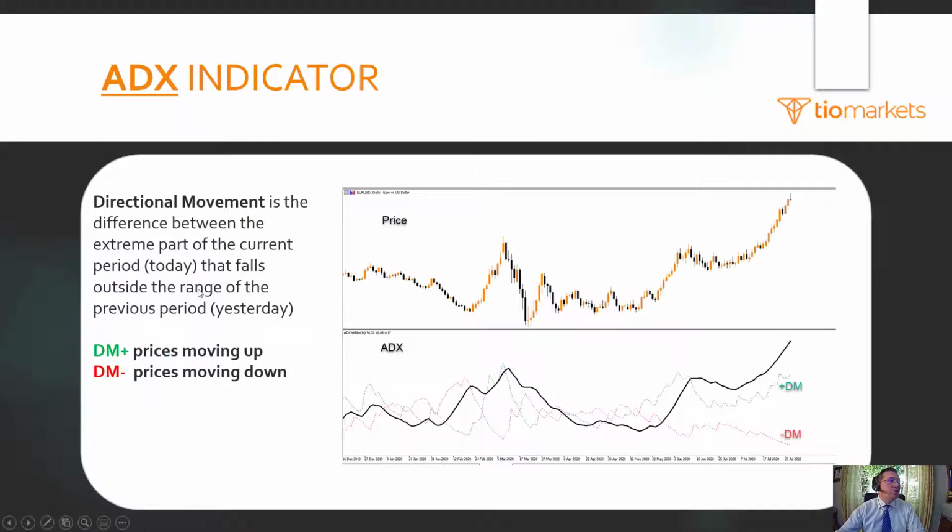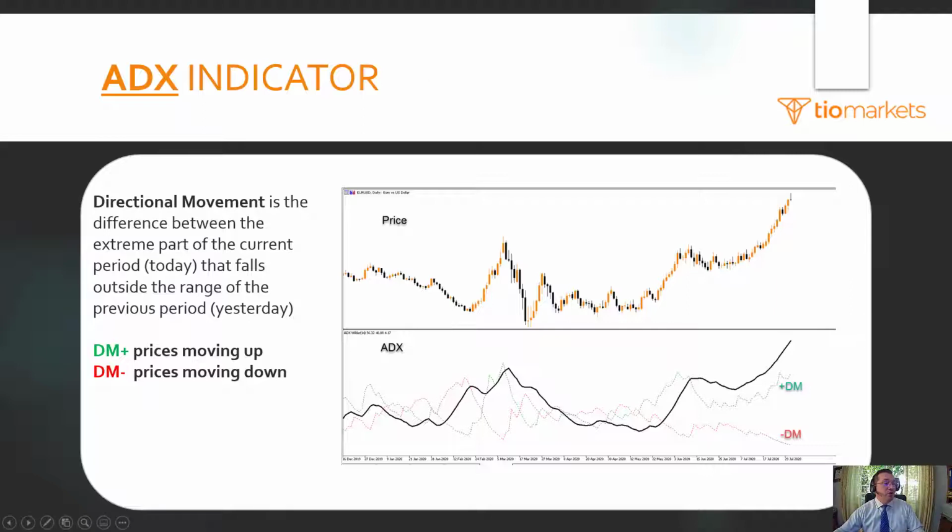So the directional movement is the difference between the extreme part of today and the extreme part of yesterday. So it could be what was the highest price today, the highest price yesterday, or the lowest price yesterday, and then there's a difference. And then that is going to be plotted where you get directional moving averages, which are positive. This will signify that prices are moving up. And then you have a negative directional movement, which signifies that prices are moving lower.